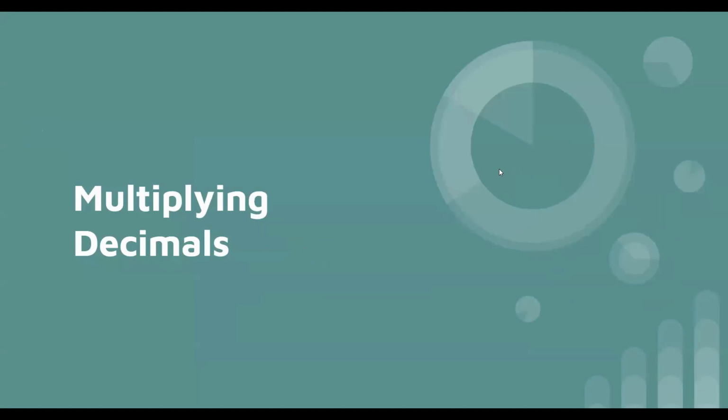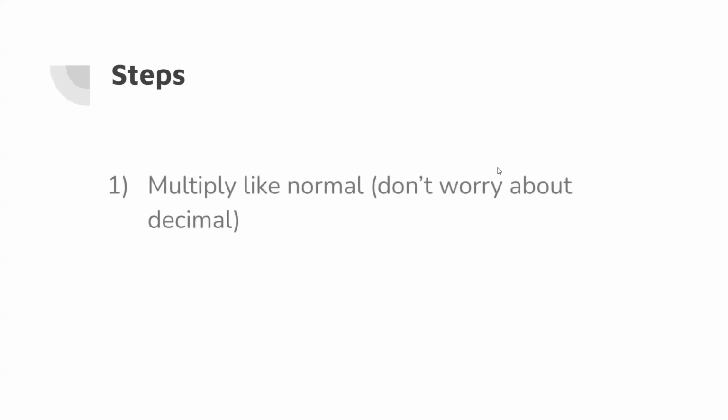All right, today we're going to talk about multiplying decimals. Multiplying decimals is different than adding and subtracting decimals, where you line them up. Multiplying is different. Here are the steps. Number one, you're going to multiply like normal. Don't worry about the decimal. Just set it up as if there was no decimal there.